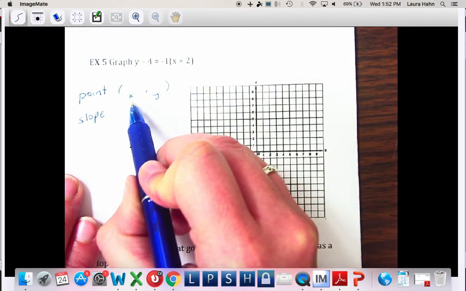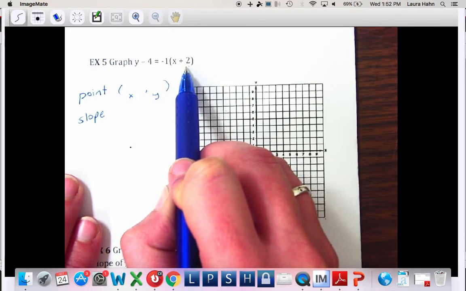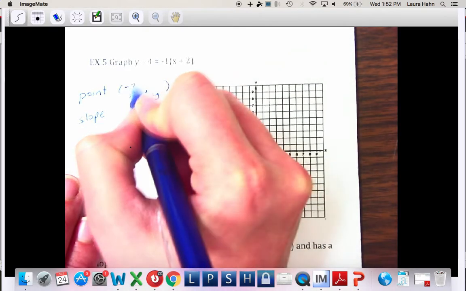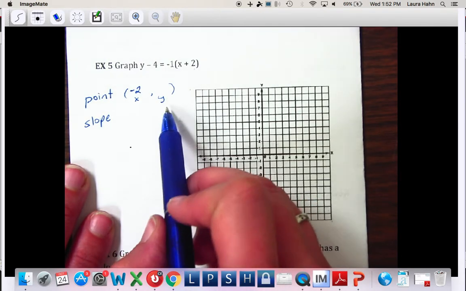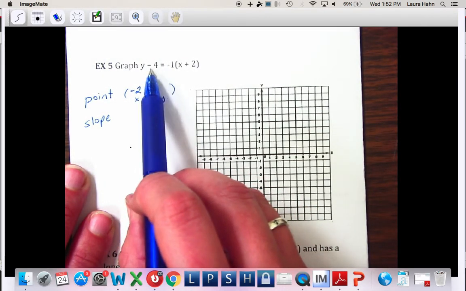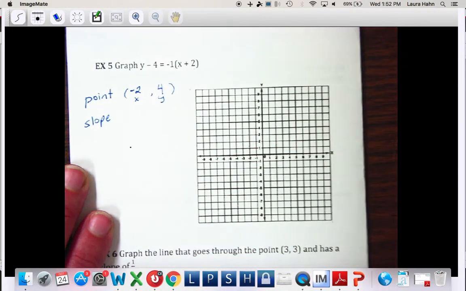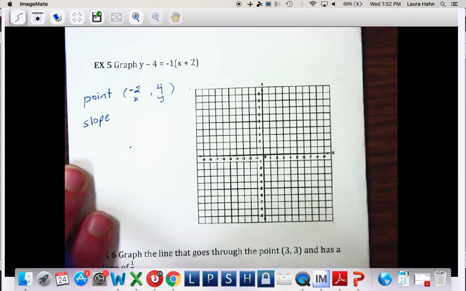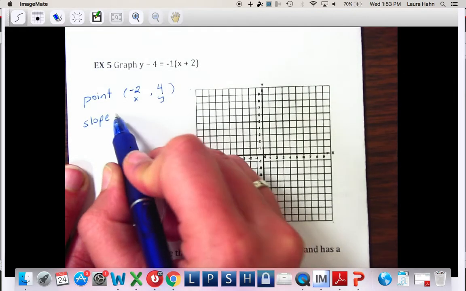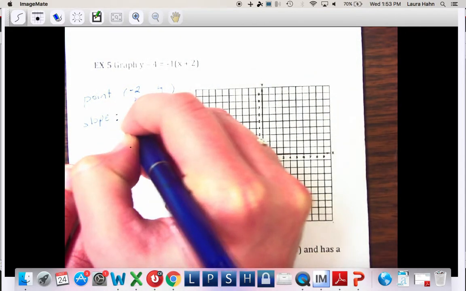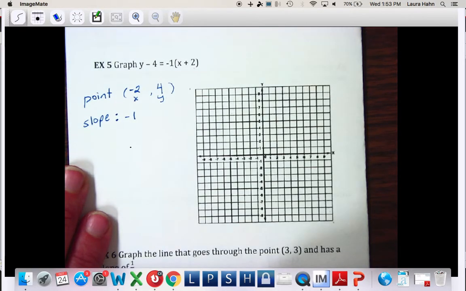So remember, to find your point, you look by your x to get x. By my x, I see a plus 2, so we remember to do the opposite. The opposite of a plus 2 is a negative 2. And I know to get my y, I look by my y. By my y is a minus 4, so the opposite is a positive 4. My slope is after the equal sign and in front of the parentheses, so my slope is a negative 1. All right, so let's go plot our point, negative 2, 4.